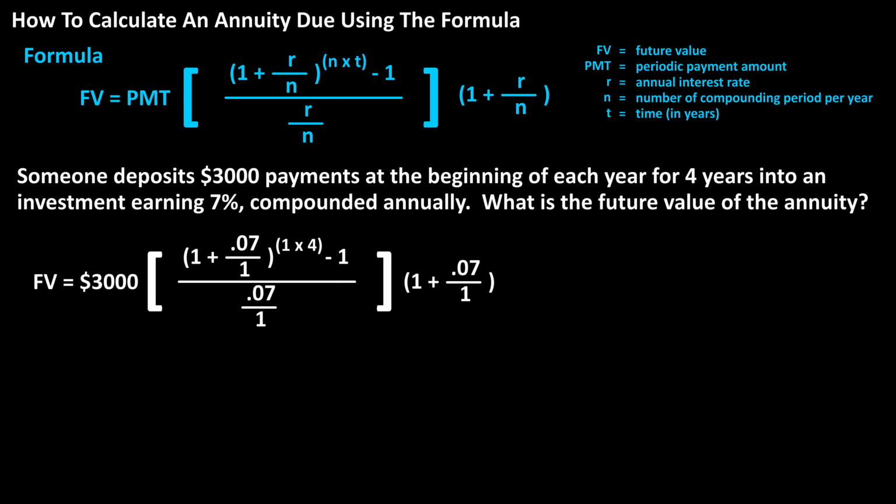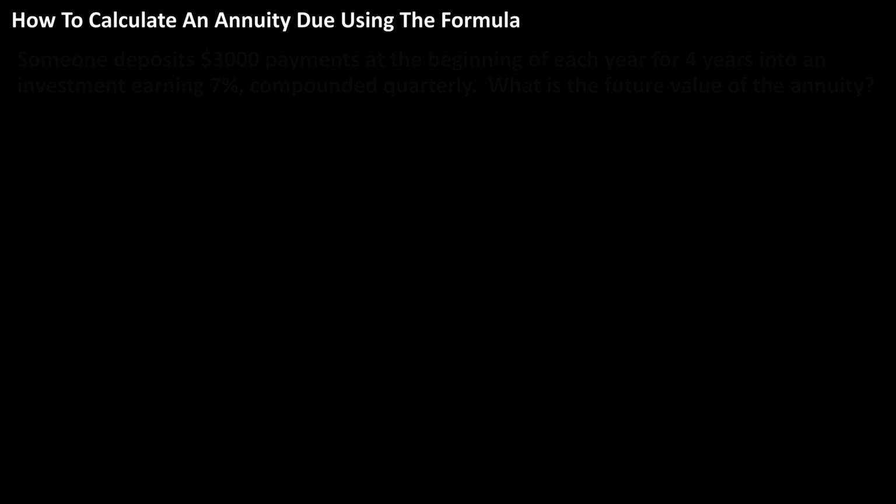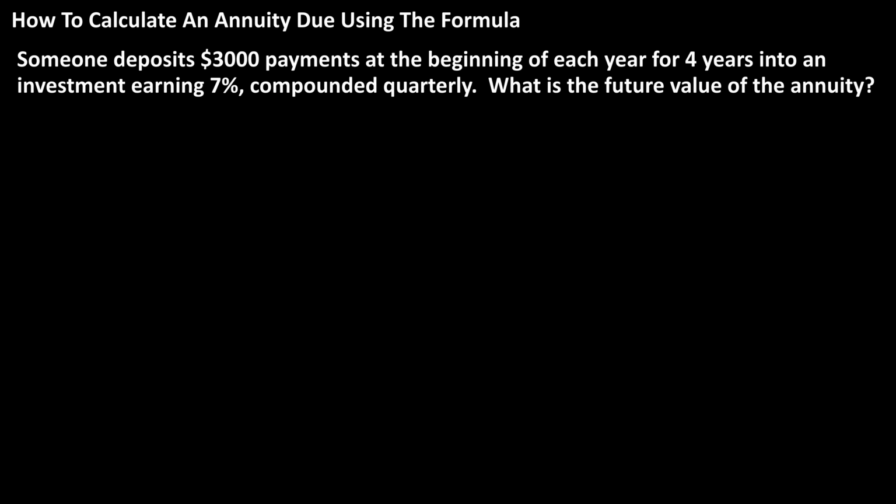Plugging into the formula, we have future value equals $3,000 times the quantity 1 plus 0.07, the decimal value of 7%, divided by 1, raised to the 4 times 1, minus 1, divided by 0.07, divided by 1, times 1 plus 0.07, divided by 1. Here are all the steps with all of the calculations written out, and we end up with $3,000 times 4.4399, rounded off, times 1.07. And this calculates to a future value of $14,252.22, rounded off.